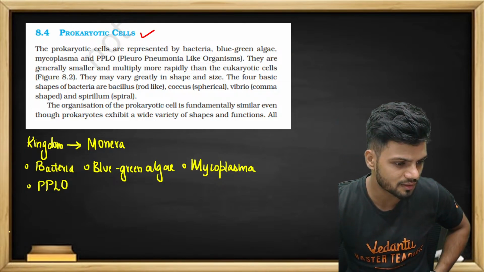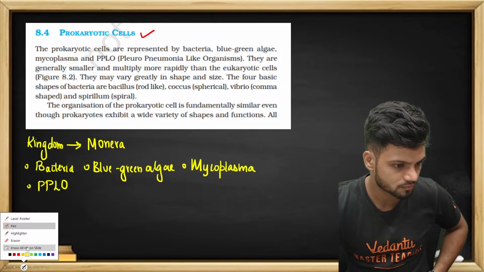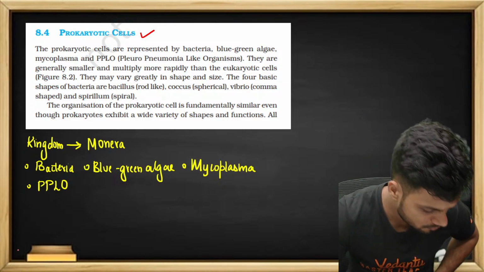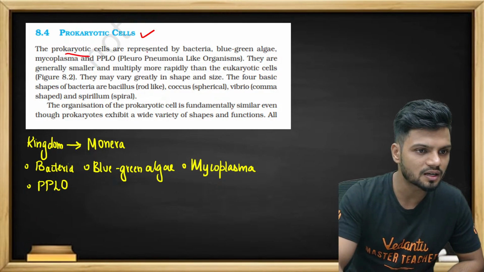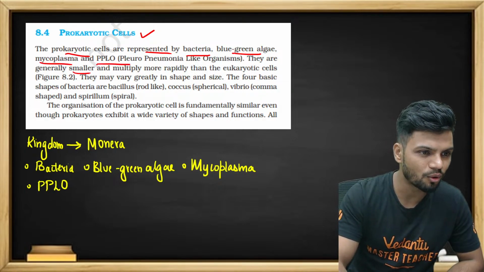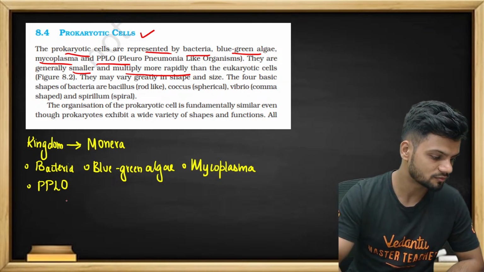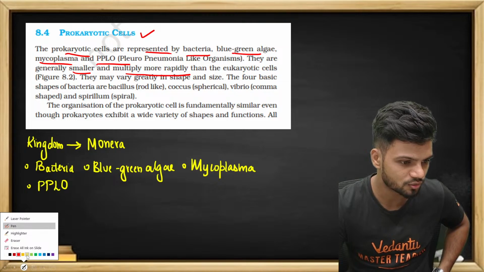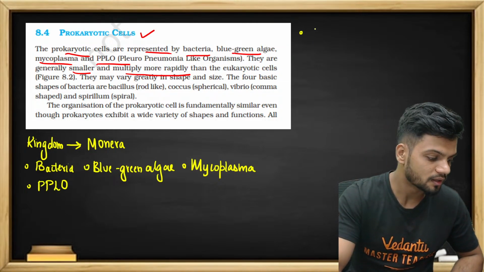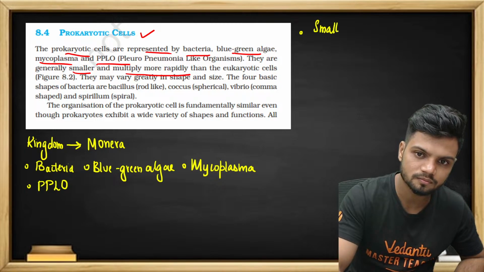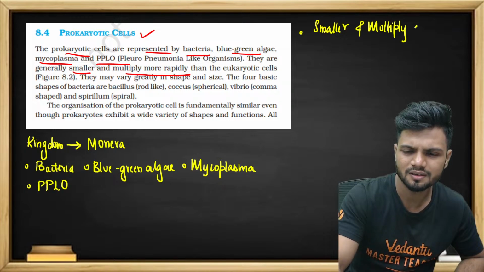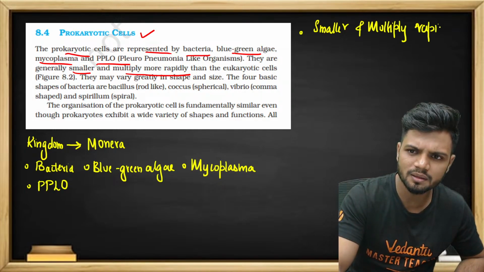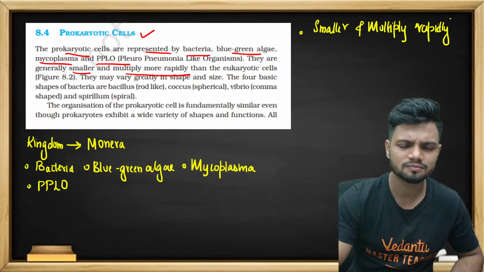Okay. Now let's read what is given in NCERT. The prokaryotic cells are represented by bacteria, blue-green algae, mycoplasma, and PPLO. They are generally smaller and multiply more rapidly. Let me write it for you here so you will understand the properties. They have smaller size, and they multiply rapidly. Every 20 minutes a new cell is there, in bacteria like E. coli.